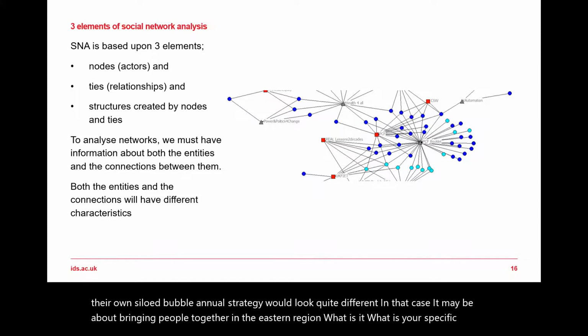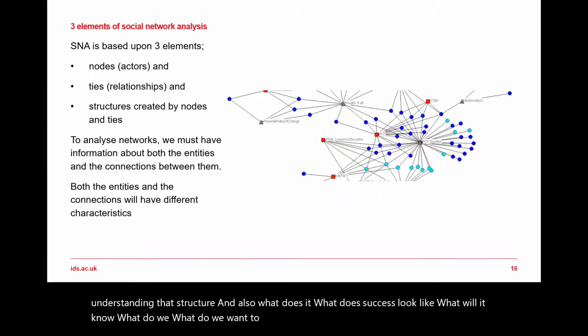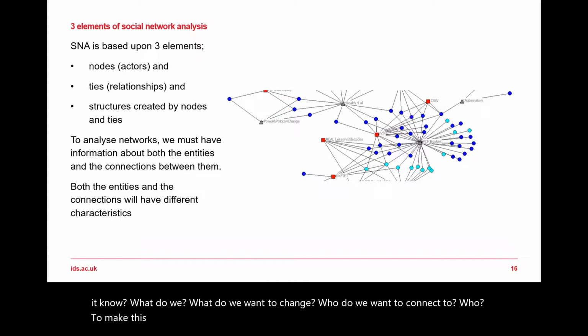So understanding that structure, and also what does success look like? What do we want to change? Who do we want to connect to whom to make this work? I'm not going to go into the ins and outs of stakeholder mapping.